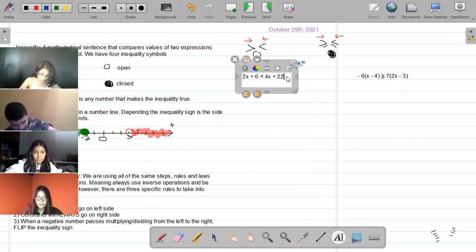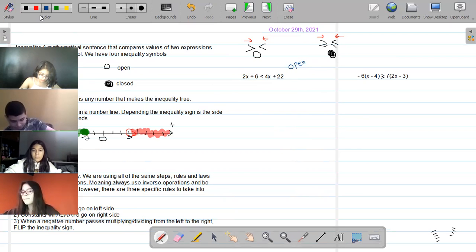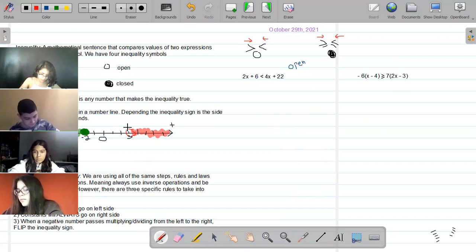So let's answer that. Remember, according to the rules, all constants need to be on the right side and all variables on the left. Do we have that like that? Do we have all of our variables on the left and all of our constants at the right?